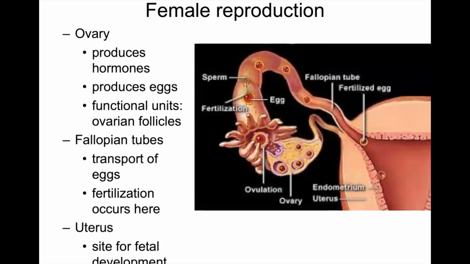The eggs develop within fluid-filled sacs called ovarian follicles. Just like follicle stimulating hormone can lead to the production of sperm in the male, it would lead to egg development within the ovarian follicle in the female. And once fully developed, the egg would be transported into the uterus through the fallopian tubes. It is during this transportation phase that fertilization would occur within the fallopian tubes. The uterus is primarily the site for fetal development.